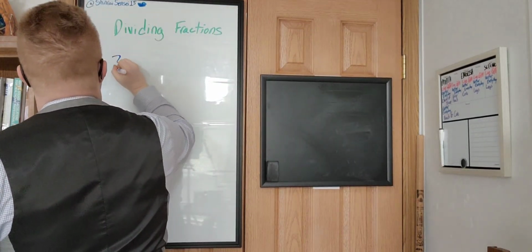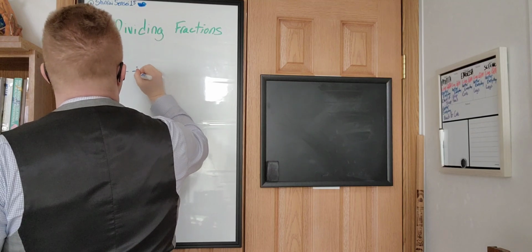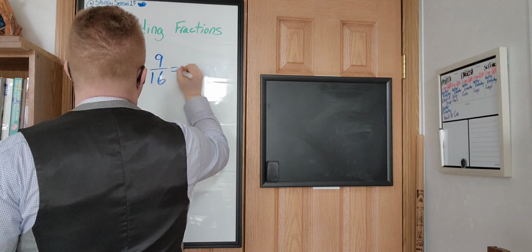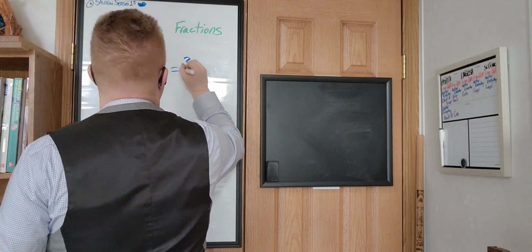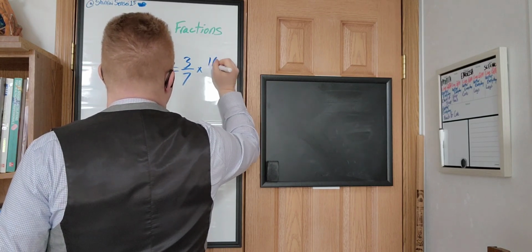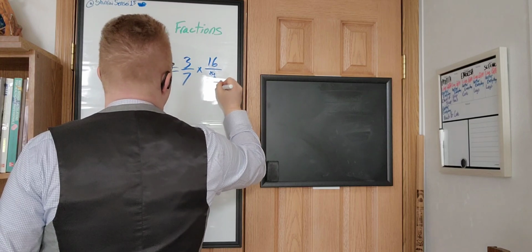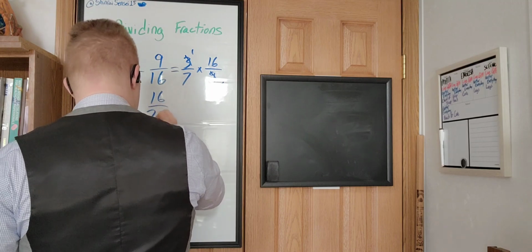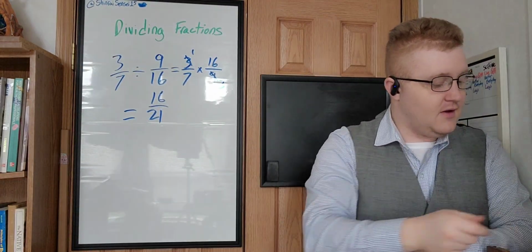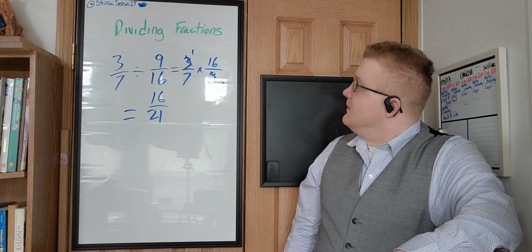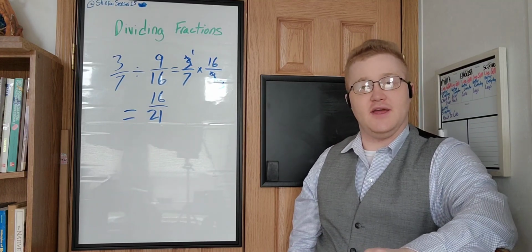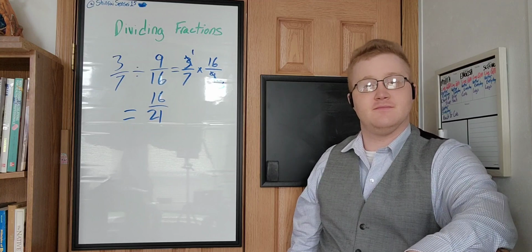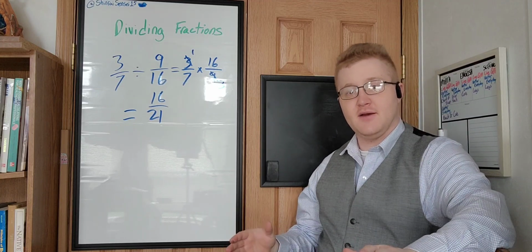Let's go with 3/7 divided by 9/16. Well, that's going to be 3/7 times 16/9, and that's equal to 16/21. 16/21 is what we get when we simplify 3/7 divided by 9/16. It's 16/21. Everybody comfortable with that? Everybody clear on that?